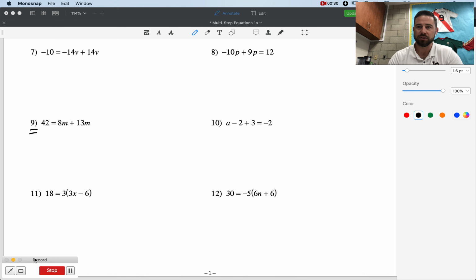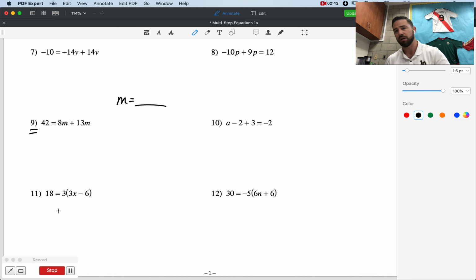Just another reminder. So, will you go ahead and pause in a second and then complete number 9 as just a little warm up? Your answer should look something like this. It should say m equals something. So go ahead and pause, do number 9 as a warm up, and we're going to come back here in a second and we'll go over it.